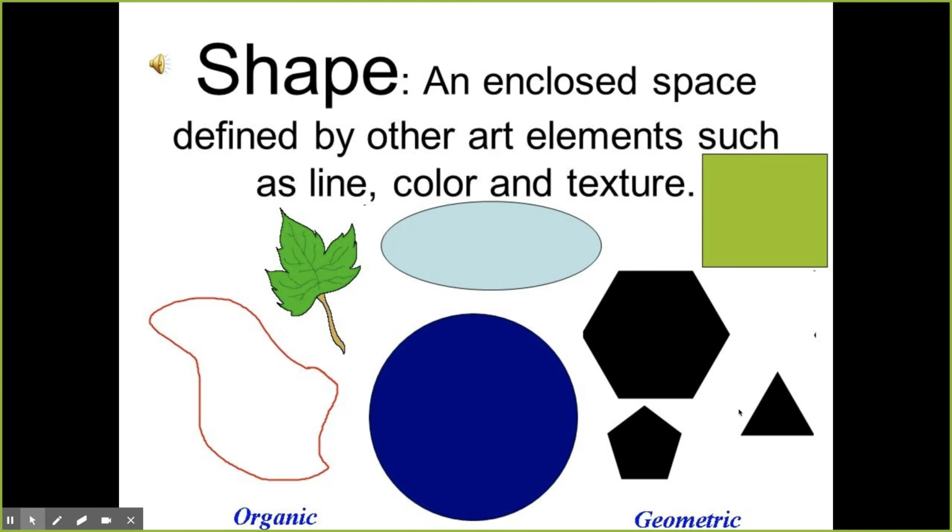So shape, an enclosed space defined by other art elements such as line, color, and texture. These are all varieties of shapes, and this will be something we will be adding to our names later, and we'll talk more in depth about that. So keep that in the back of your mind.